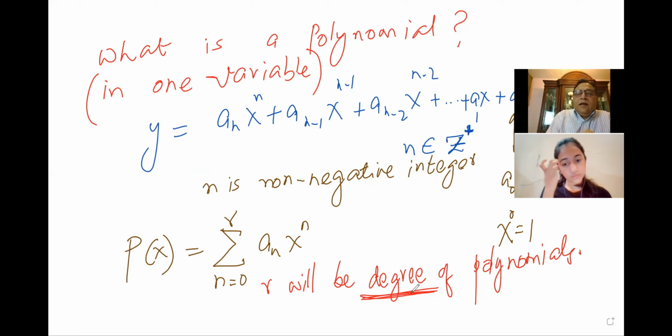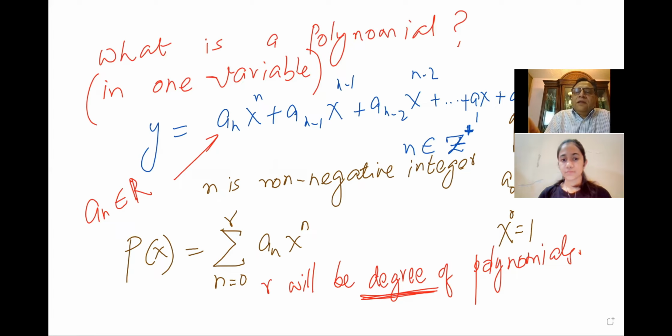Correct. And all these a's, they are real numbers. So an belongs to the set of real numbers. Square root is a real number, right? Pi is also a real number, correct? So even if I write pi or e, these are real numbers, okay? They may be irrational, but they are real numbers. But n has to be a non-negative integer. Is that clear to you? And the sum of these terms.